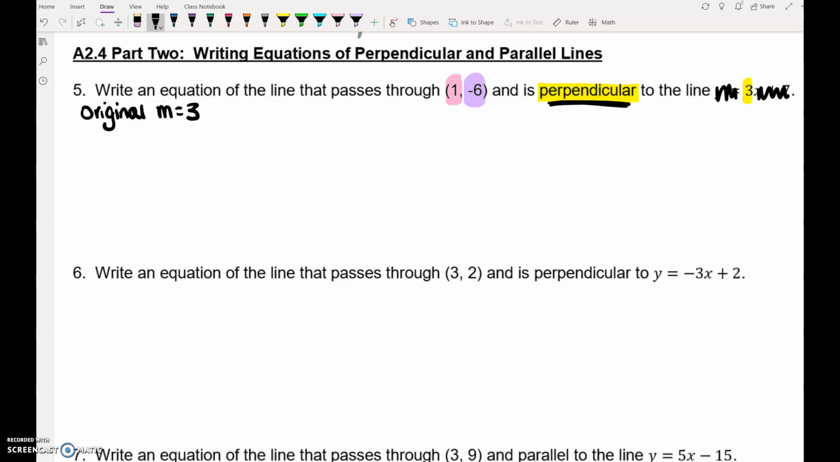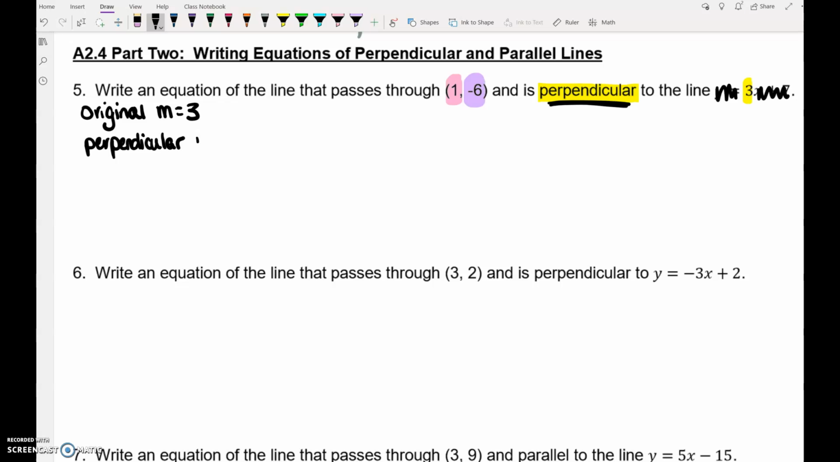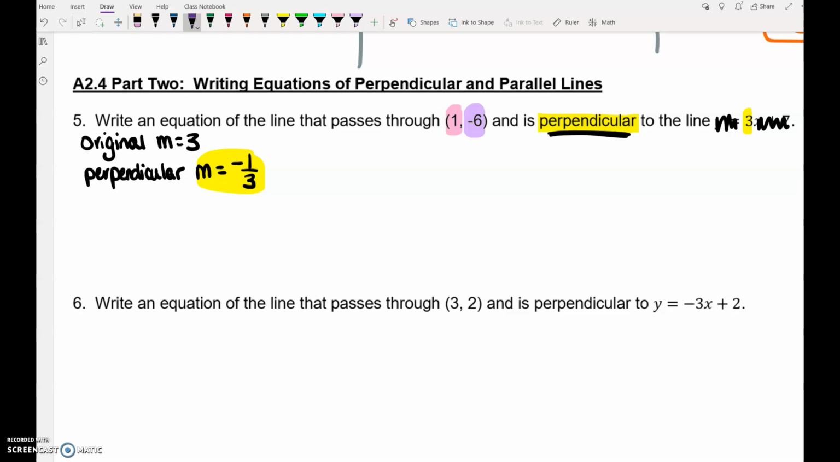They want a line that's perpendicular. So the perpendicular slope, bless you. What would be the perpendicular slope if the original slope was 3? -1/3. This is the slope that we want to use in our point slope formula. So if you remember point slope formula from yesterday, it's y minus y1 equals m times x minus x1.